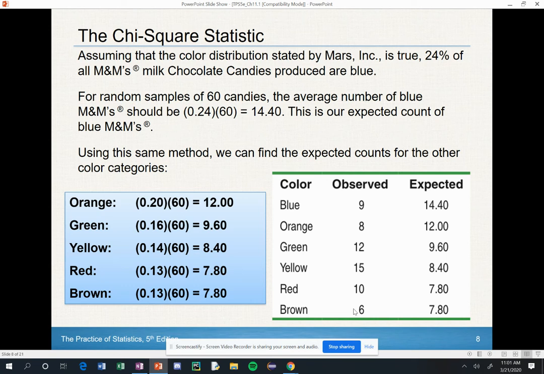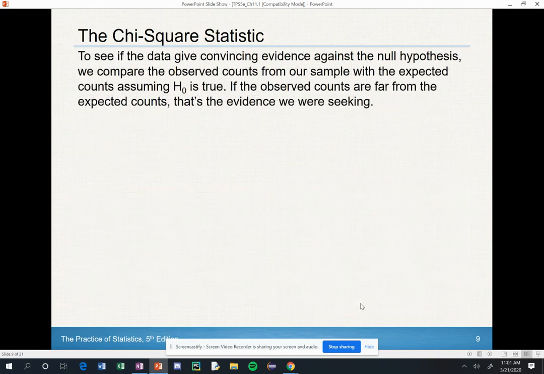What would the company like to see? The company would like to see these two values very, very close to one another, and that would give evidence that they are telling the truth. Notice when these numbers are far apart, that is evidence that the company is lying. You want to keep that in mind as we move forward.